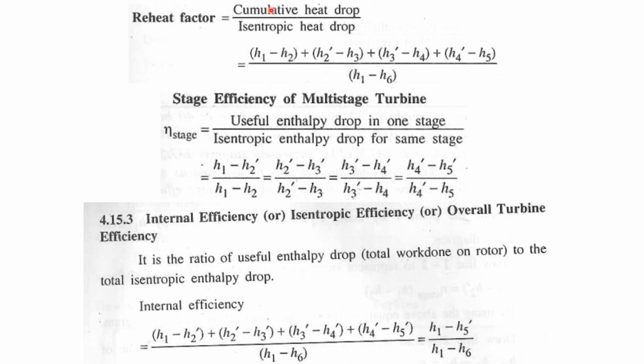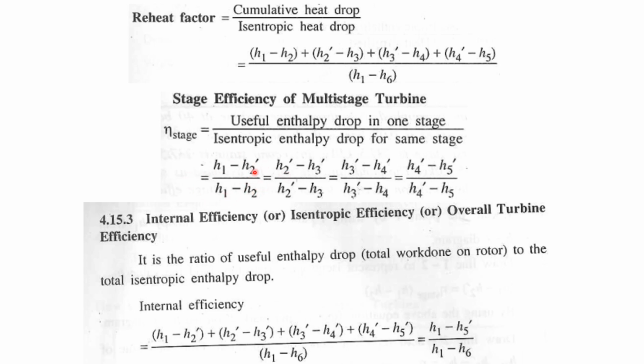Now we can discuss a few terms relating to multi-stage turbines. First is the reheat factor, that is the cumulative heat drop to the isentropic heat drop. So the cumulative heat drop we can calculate like this: H1 minus H2 plus H2 dash minus H3 plus H3 dash minus H4 plus H4 dash minus H5, divided by the total isentropic heat drop H1 minus H6. Now we can find the stage efficiency of a multi-stage turbine, that is the useful enthalpy drop in one stage divided by the isentropic enthalpy drop for the same stage, that is, for the first stage H1 minus H2 dash divided by H1 minus H2.